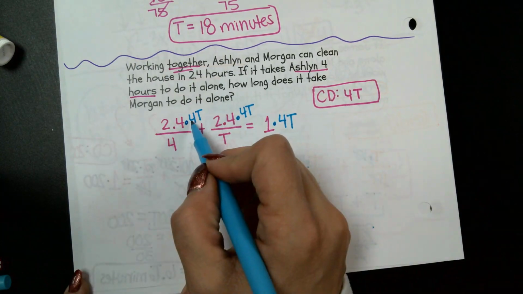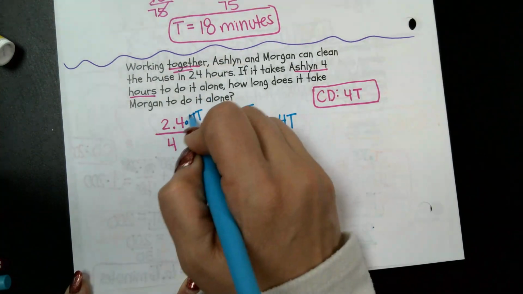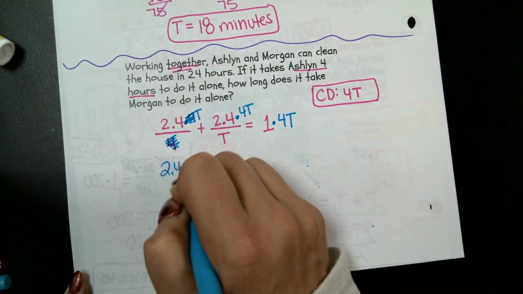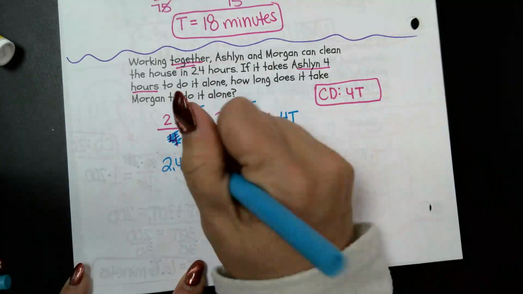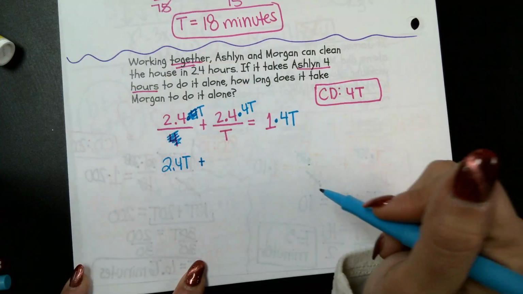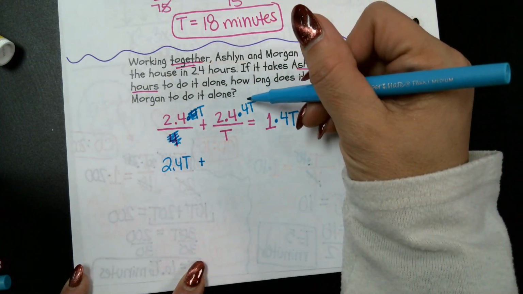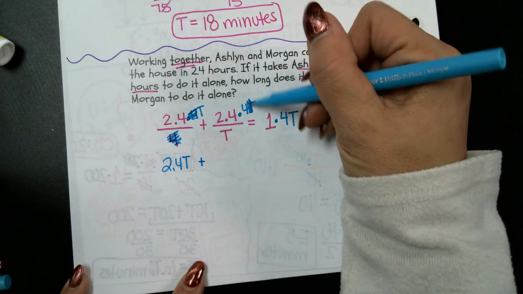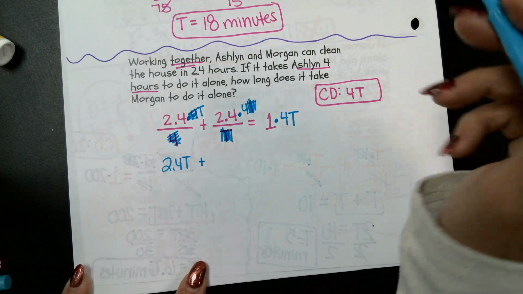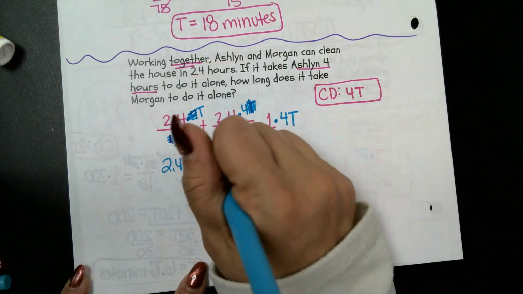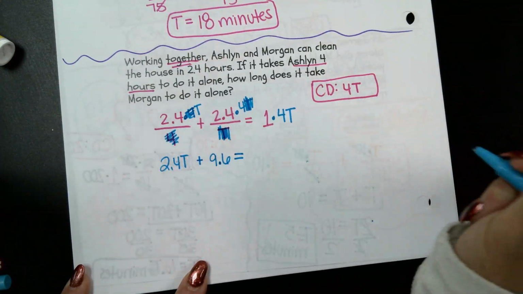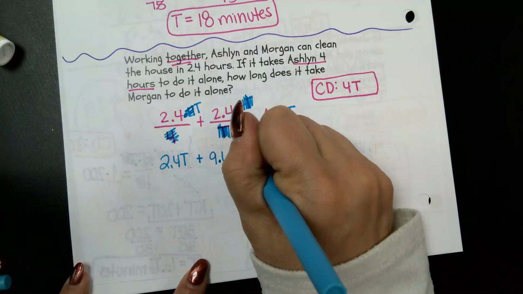Okay, so what up top cancels with this? This 4 cancels this 4. So we're just left with 2.4t. And then we'd have a plus sign. And then what cancels in the middle? This t cancels this t. So you guys will have to do 2.4 times 4. 9.6 equals, and then what's 1 times 4t? 4t.